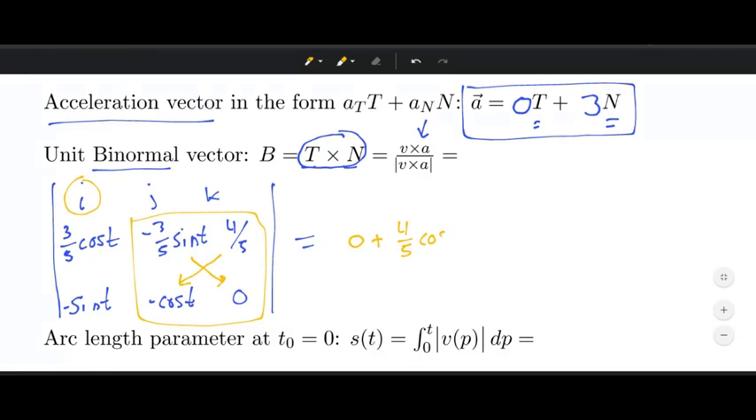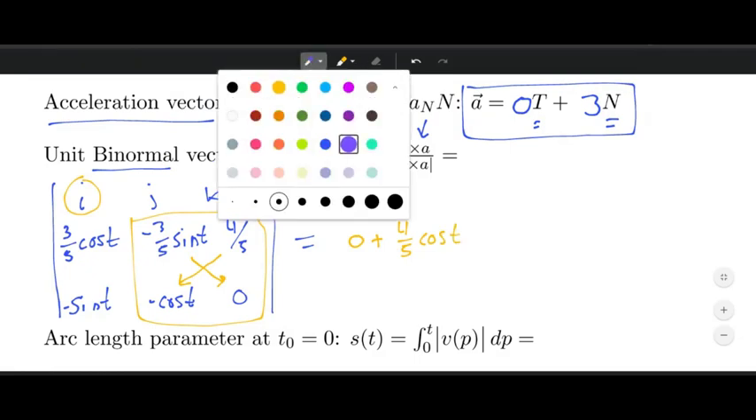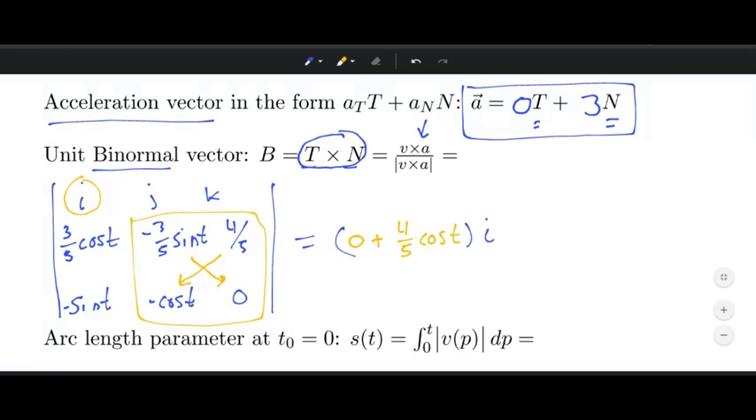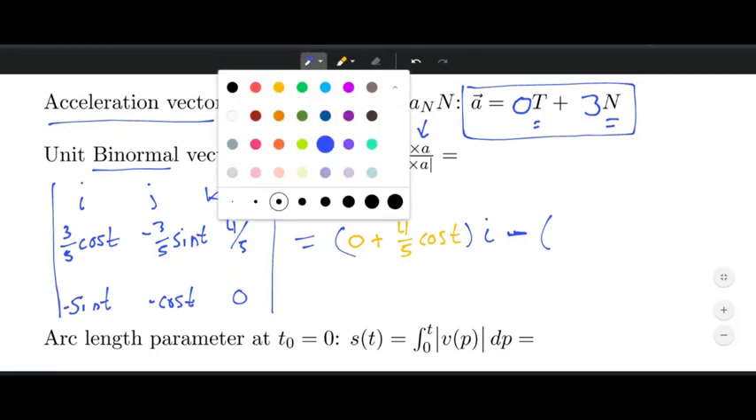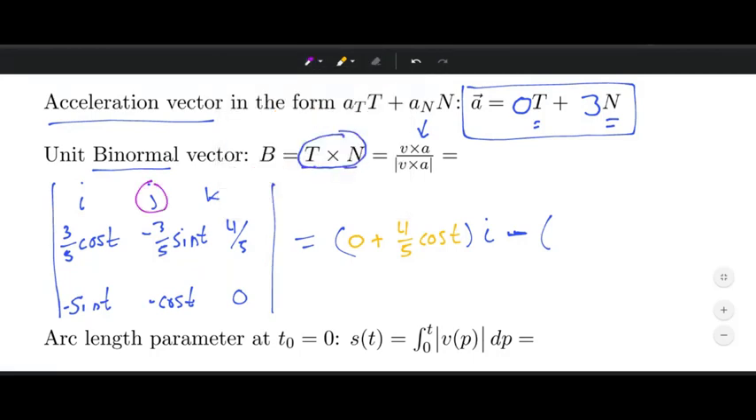4/5 cosine t, and that's for i. And so that's our i component. And then next is j, but the coefficient on j is negative. So minus, and let's jump into j's calculation. For j, we have 3/5 cosine t times 0, so that's going to be 0, minus 4/5 times negative sine t. So minus a minus becomes plus 4/5 sine t. And that's for the j component.